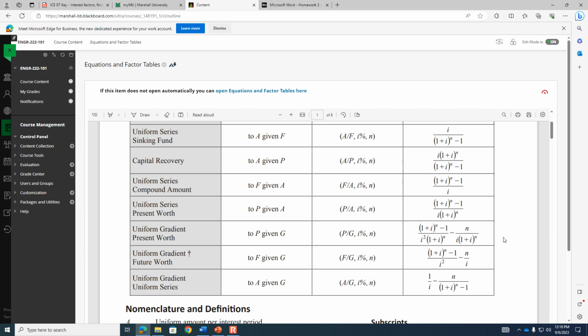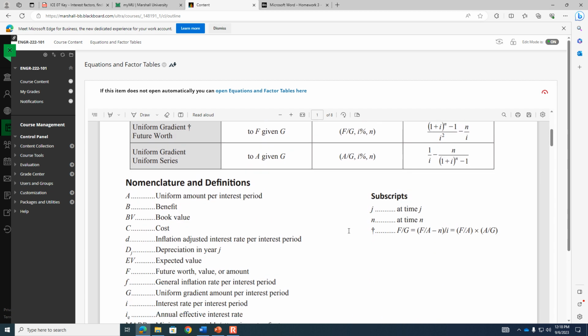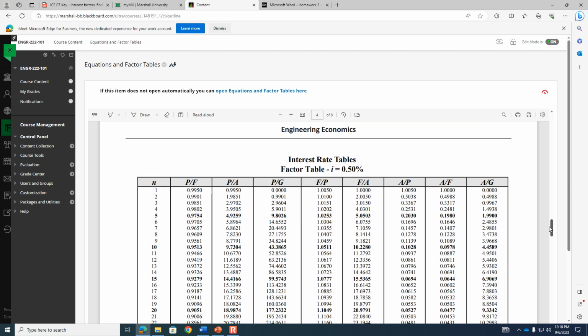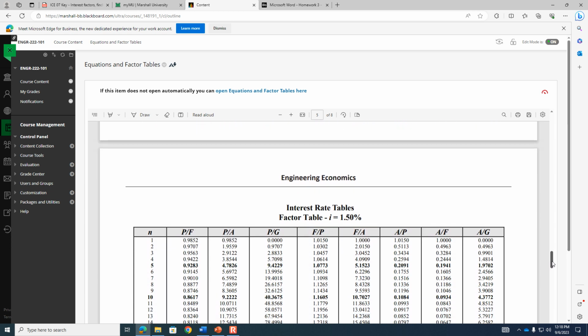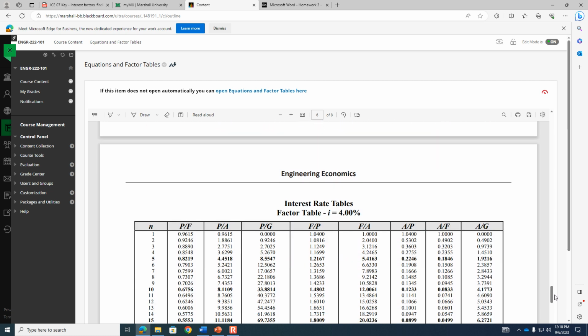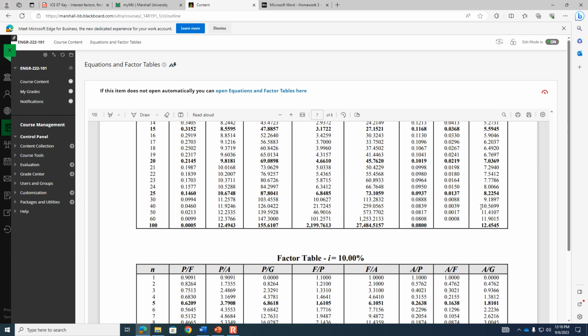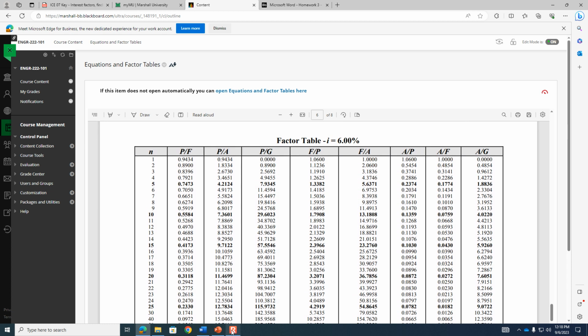So that's a pretty complicated formula, but it's P divided by G is equal to, and then all of this is on the right-hand side of the equation to find the present value of a gradient. And this also has several different interest rates with the factor tables. And so here's the 0.5% factor table, 1% factor table, 1.5, 2, 4. I think your textbook may even have more different interest rates than this. Your textbook may have the 3% table, the 5% table, where this just has a handful of them. So I wanted to point those out, that those are online.